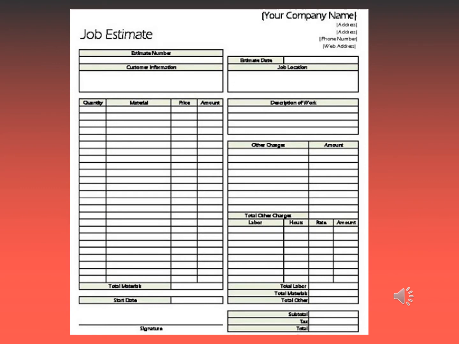Here's just an example of a form you might use, a template for creating a job estimate. You've got materials that will be listed there. You've got the description of the work, labor charges, hours, the rate, etc., and a total. But it's still pretty general. Just by looking at it, you have one sheet. You're not going to be as detailed as a bid would be.